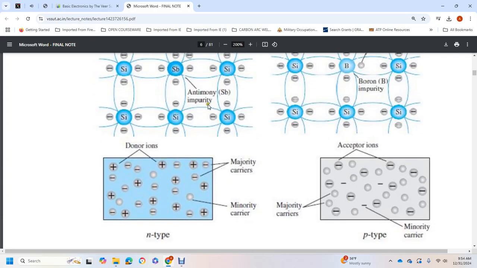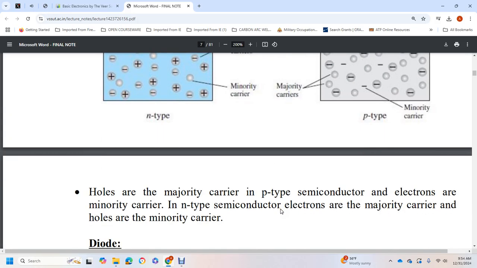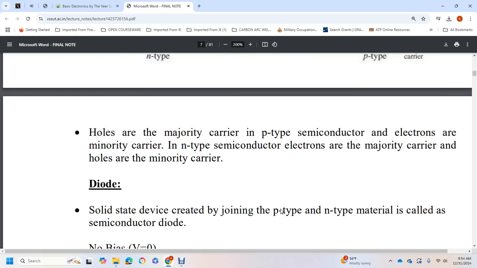Shown is an N-type semiconductor with Sb impurity. Donor ions are positive. N-type has majority carriers and minority carriers. Acceptor ions are negative in P-type. Holes are the majority carrier in the P-type semiconductor and electrons are the minority carrier, while in the N-type semiconductor electrons are the majority carrier and holes are the minority carrier.